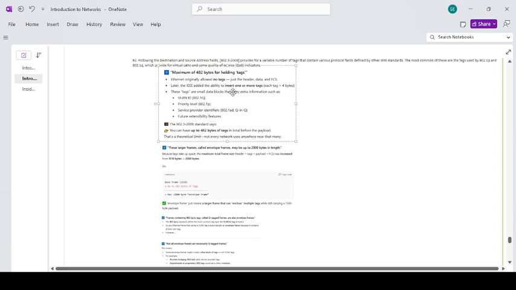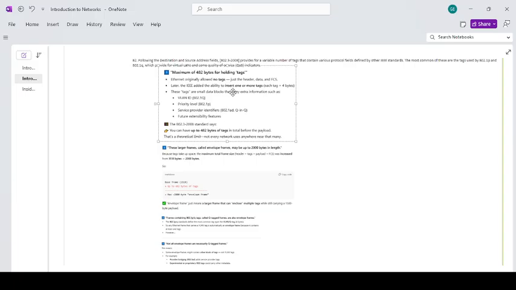Ethernet originally allowed no tags, just the header, data, and FCS. So for this, there's a restriction. There's a maximum of 482 bytes in this additional VLAN or priority. Later, the IEEE added the ability to insert one or more tags, each tag equal to 4 bytes.